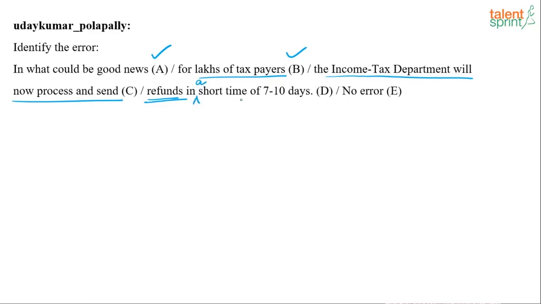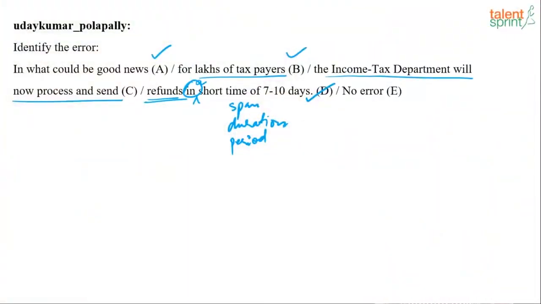Okay, there is a word missing: in a short time, or in a short span of time, or in a short duration of time, or in a short period of time. So the error is in option number D. There's an article missing over there. Refunds in a short period of time of 7 to 10 days. In short time is not right. In a short time, or within a short time, not in a short time. Yes, so you can also replace "in" with "within" short time of 7 to 10 days. So clearly the error is in option number D.